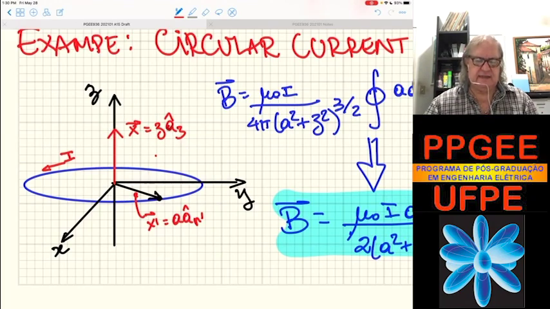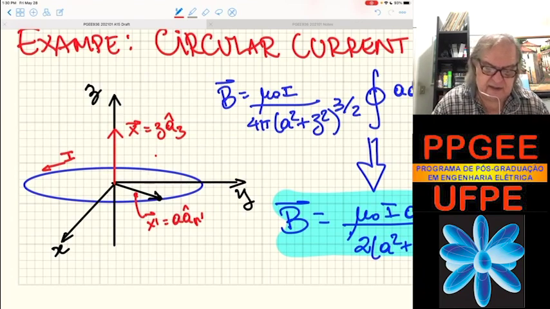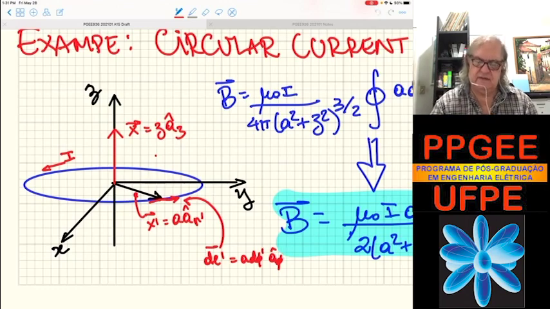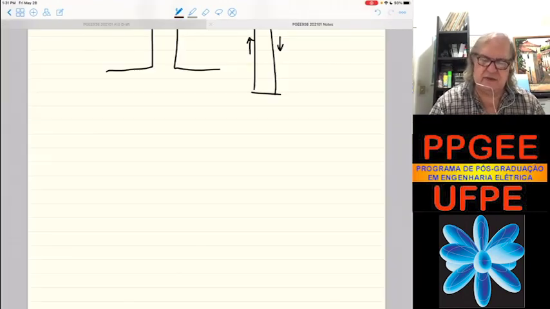So x is z, and x prime is a location on the loop, now a variable, a ar prime. Okay, we have this dl prime here, which is the differential length on the circumference: a d phi prime, a phi prime. Sorry, d phi prime, a phi prime. Right. So let's use the Biot-Savart law.